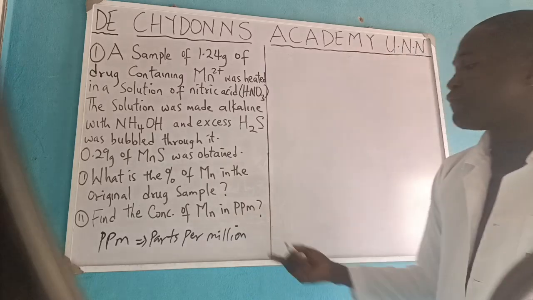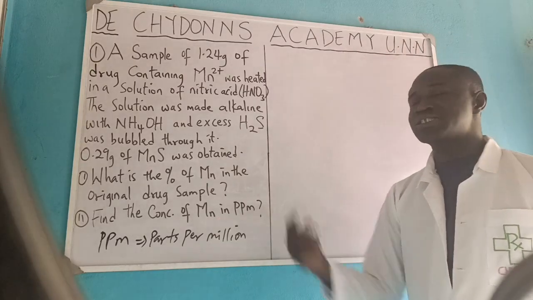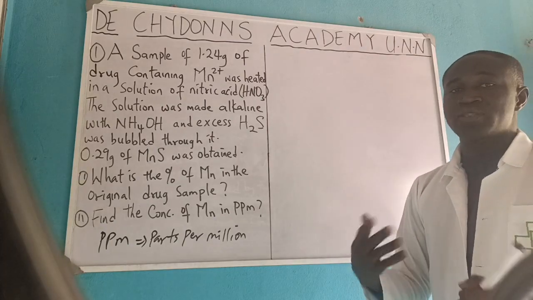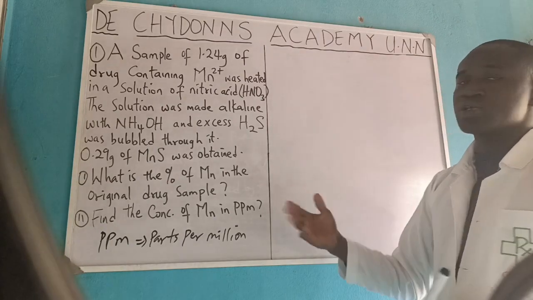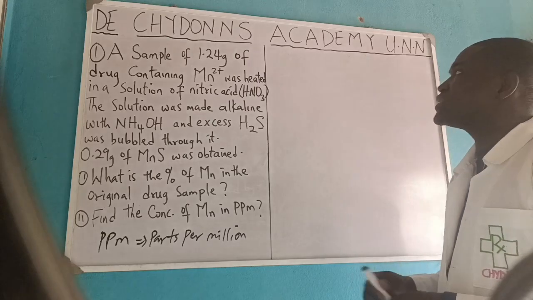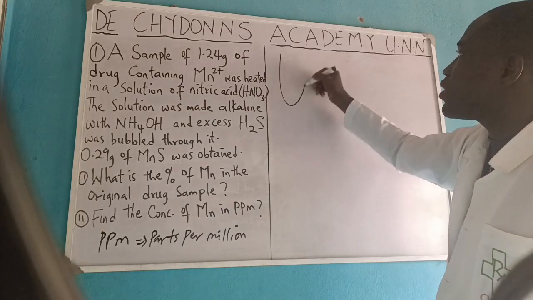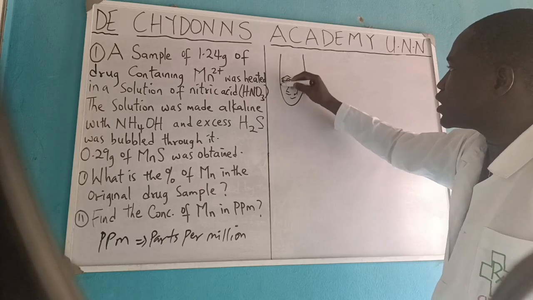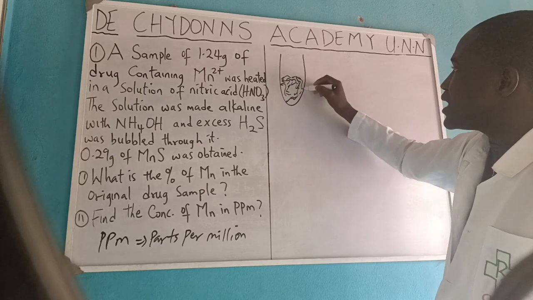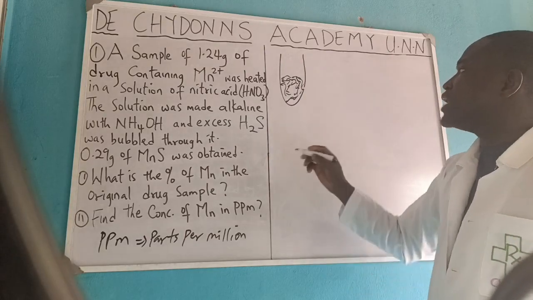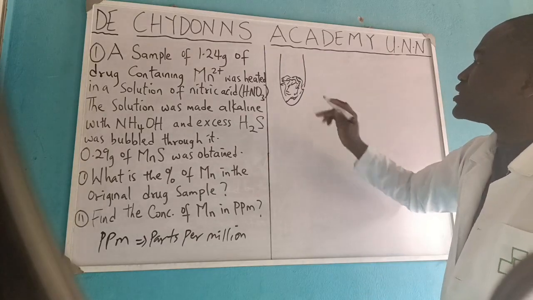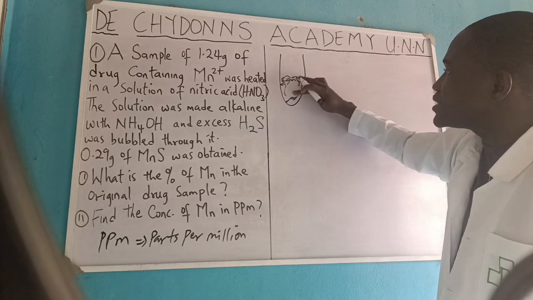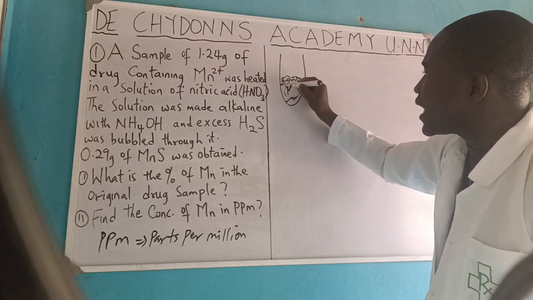As we want to solve, we'll see how to sort it out, so to speak. Now, what is this question trying to tell you? It means that you have a particular sample, a drug sample. And inside this drug sample, they said it contains manganese. So let's say the manganese is inside like this.